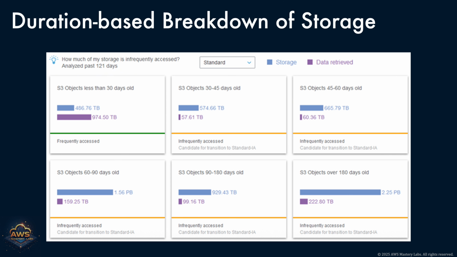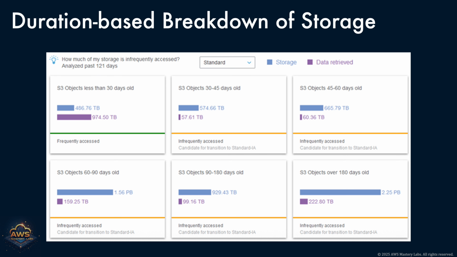Between 30 to 45 days, there are 574 TB stored, but only 57 TB retrieved. Similarly, in the 45 to 60-day range, 665 TB are stored, with just 60 TB being retrieved. These low retrieval volumes, despite significant storage, show a marked decline in data access after the first month. The pattern continues in the 60 to 90-day range with 1.56 PB stored, but only 159 TB retrieved, and again in the 90 to 180-day segment with 923 TB stored and 99 TB retrieved.